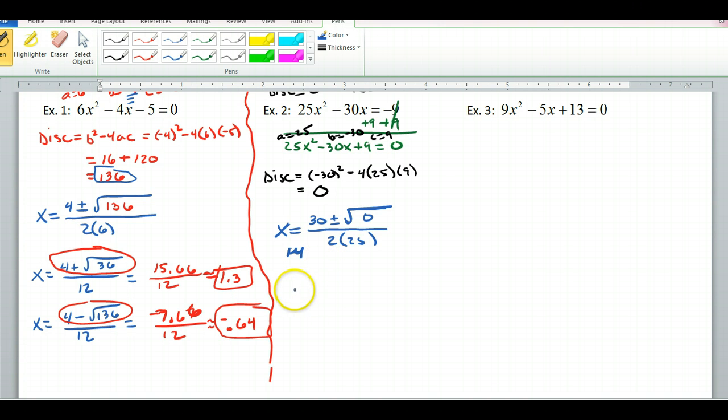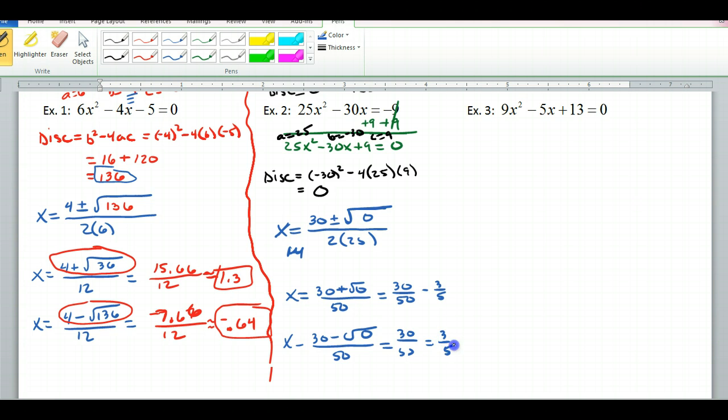It doesn't matter because when you add 0, it doesn't change the value. So realistically, if I set both of my equations up, x equals 30 plus the square root of 0 all over 50, that's plus, or I do 30 minus the square root of 0 all over 50. Here, my answer would be 30 over 50, which reduces to 3 over 5. And here, I would get 30 over 50, which reduces to 3 over 5. So you get the same answer twice. If your discriminant is 0, you really only need to evaluate it one time. So your real answer is just 3 over 5.